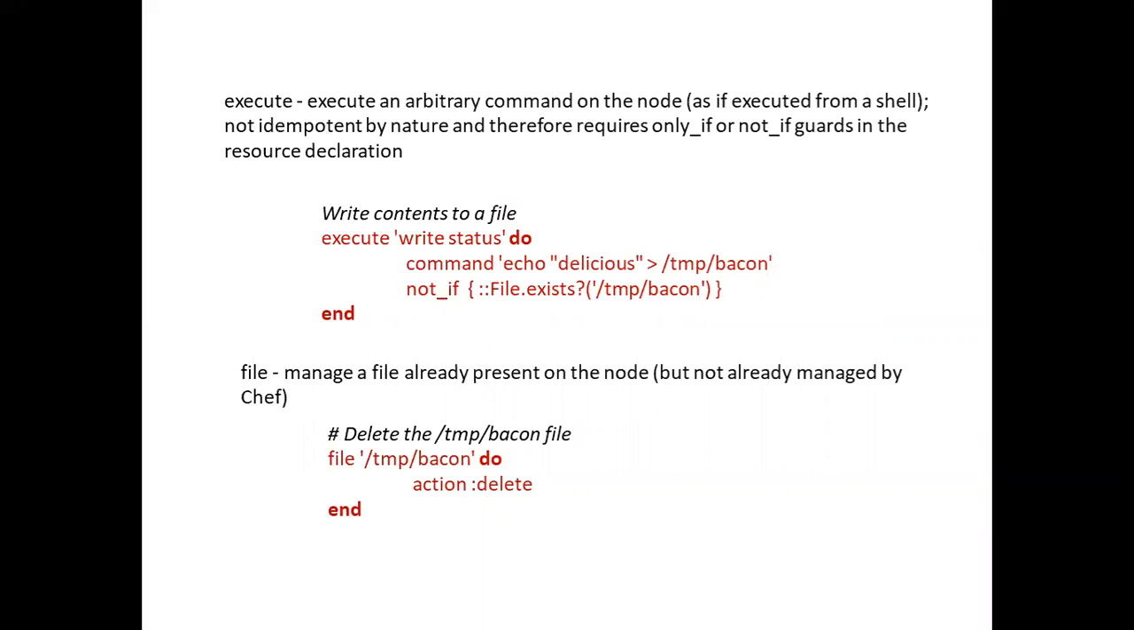Execute is a popular resource to run an arbitrary command, which anyway we'll be using in all these examples in the resources I'm going to discuss. But by default, it is not idempotent by nature and therefore requires some guards, only_if and not_if, because irrespective of the current status, it will go and execute. That's what I'm trying to say. The file resource will manage a file present on the node, and that is how it will be used.